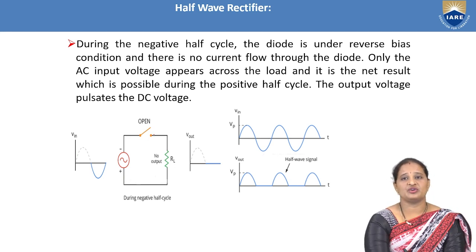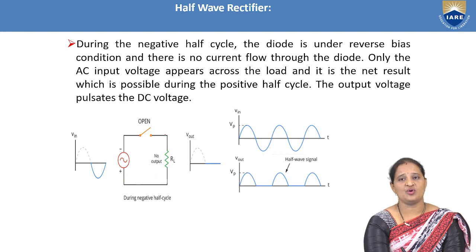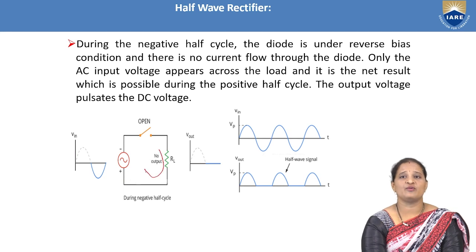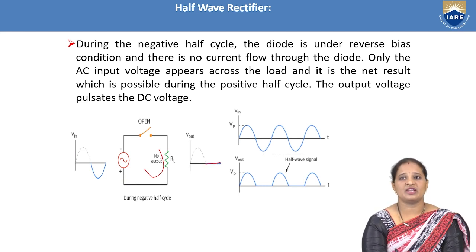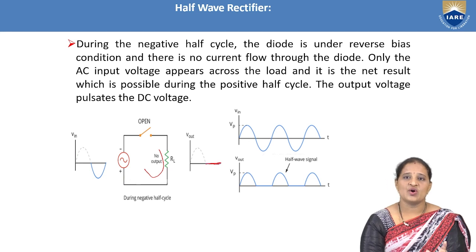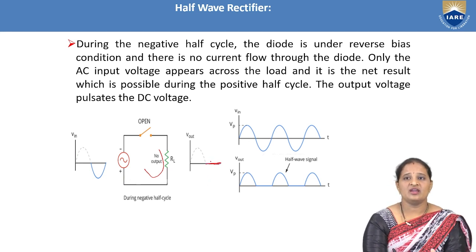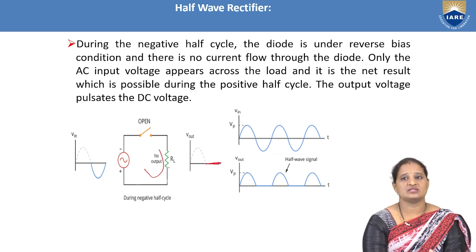When the diode is open circuited, there is no path for the current to flow and hence no current flows through the load resistor. As there is no current flowing through the load resistor, the output voltage across the load resistor is also considered to be 0. So that is why we are getting 0 output voltage across the load resistor, because during the negative half cycle of the input signal, the diode is reverse biased and it is open circuited.